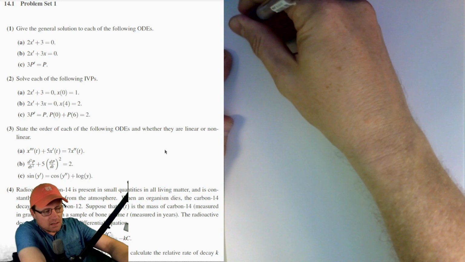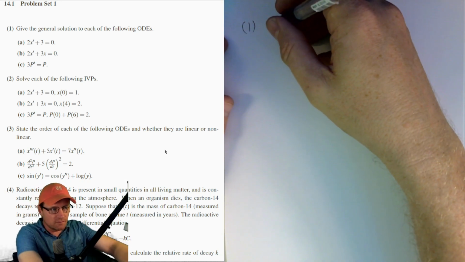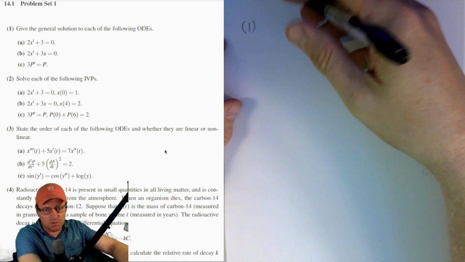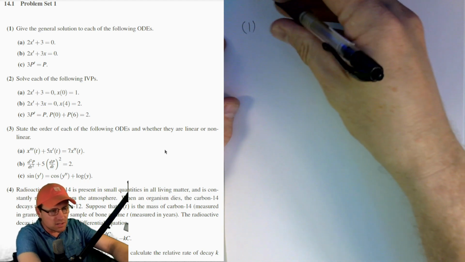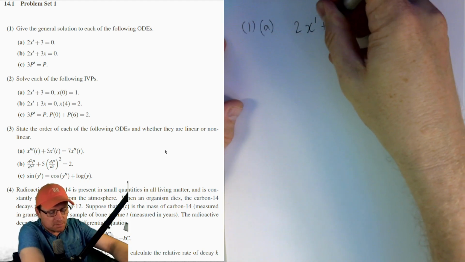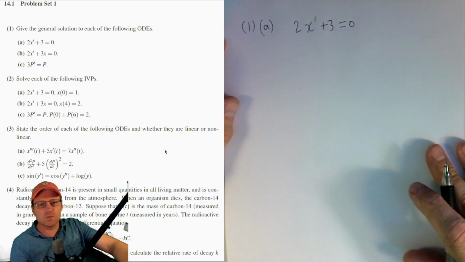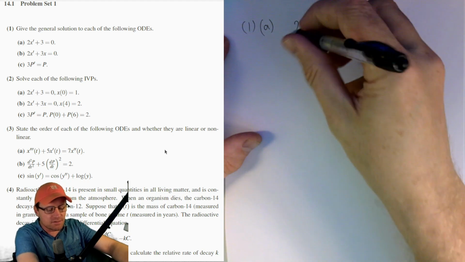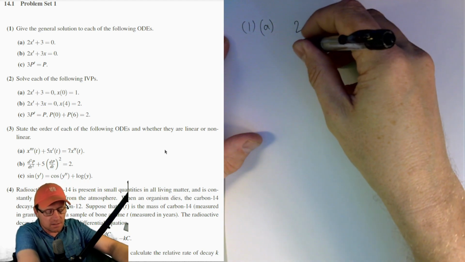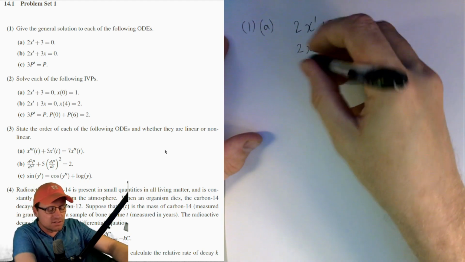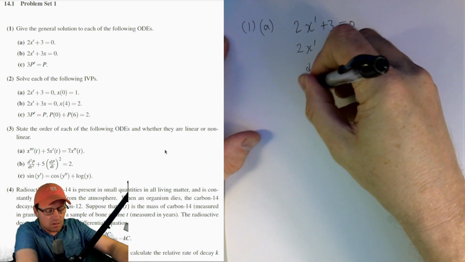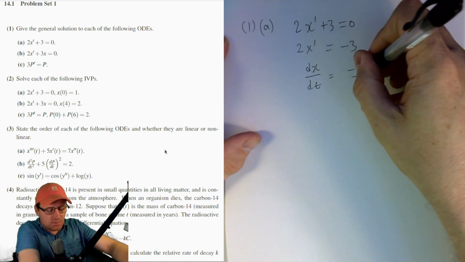It says, give the general solution of each of the following ODEs. ODE is short for ordinary differential equation. So we have 2x' + 3 = 0. This one is separable, so we can take the 3 over to the right-hand side and then divide throughout by 2. So we have dx/dt = -3/2.